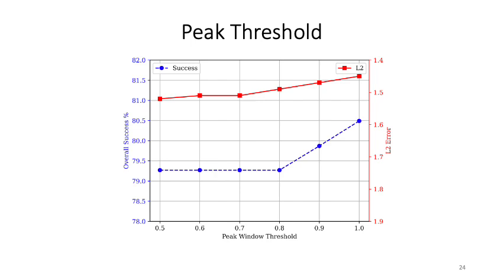Here we show the effect of peak window size on the success and L2 performance of EgoLoc, indicating that the more views are used in our multi-view aggregation, the better, which utilizes more information from the egocentric video.